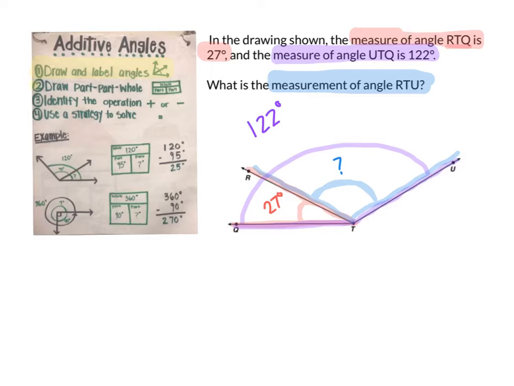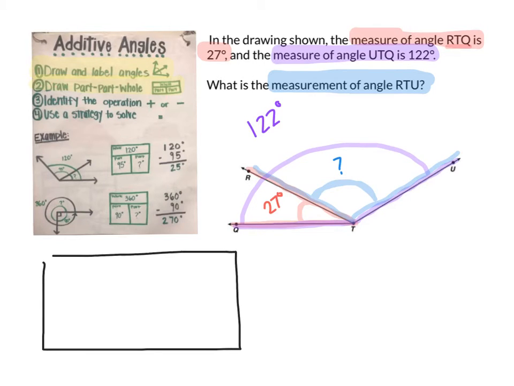Step 2 tells us to draw a part whole chart. So start with a box. The top is going to be our whole. This is our total. And then split the bottom 2 pieces up. These are going to be our 2 parts. So I label that with part and part.